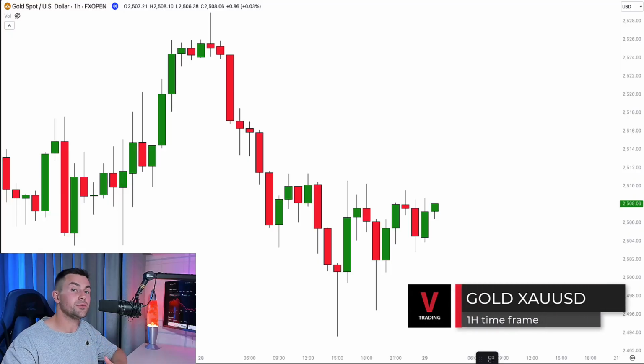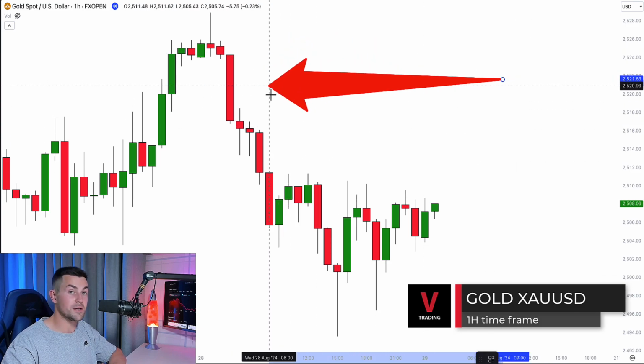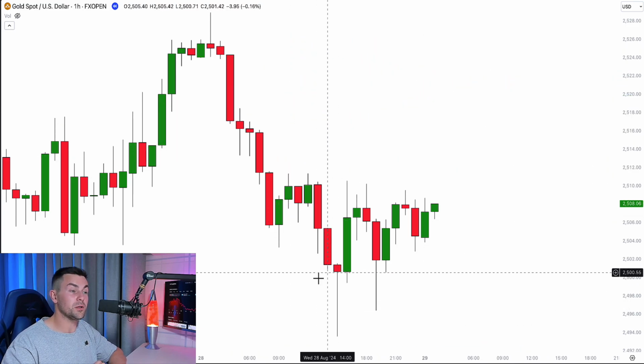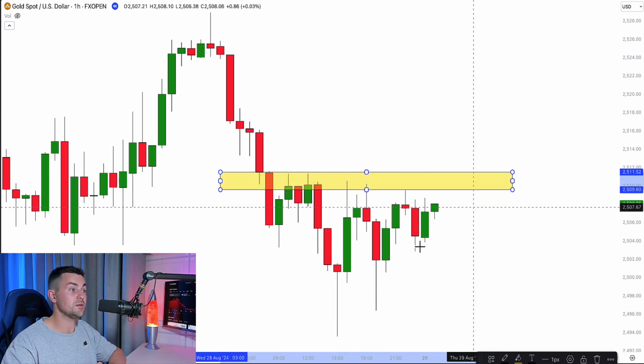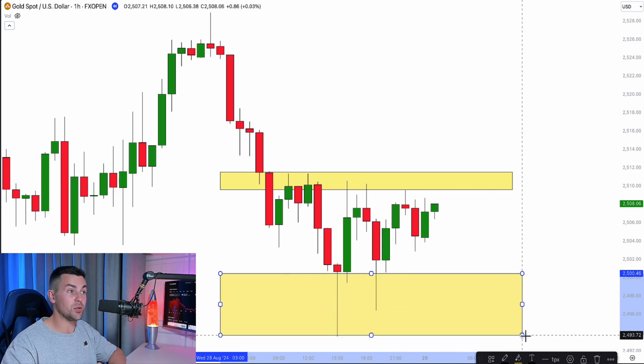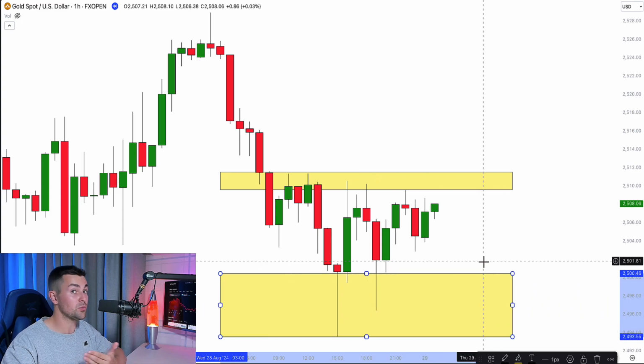Look at the recent intraday bearish movement on gold on an hourly time frame. We got a clear excess of supply here, but then the market reached some important support, and once that support was reached, you can see that the market started to trade sideways. You can see that the market started to trade within the range.